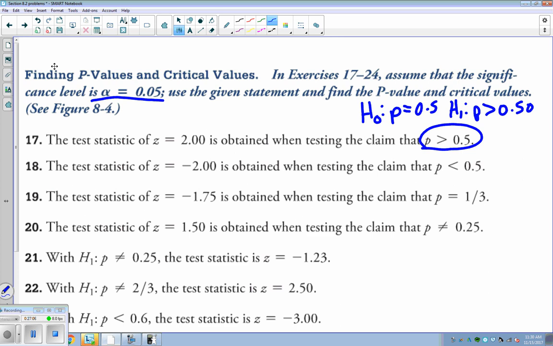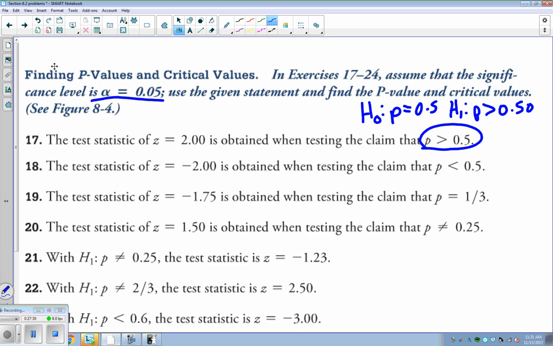So now that I know those, I have to decide what my p-value and my critical values are. So, is this a one-tailed or a two-tailed test? It is a one-tailed test, isn't it? The only time I'm going to have a two-tailed test is if it says is not equal to. Okay?